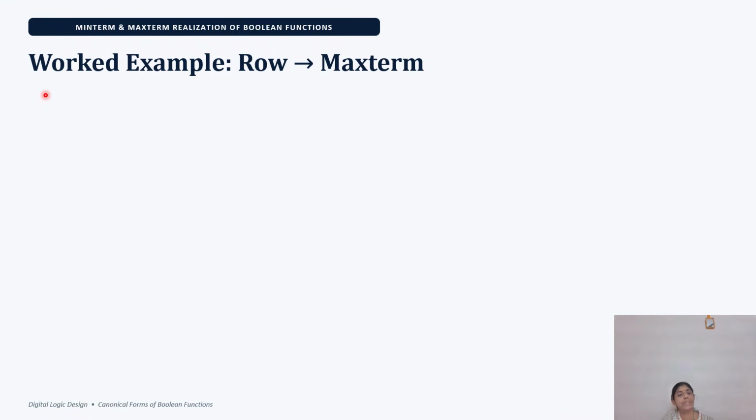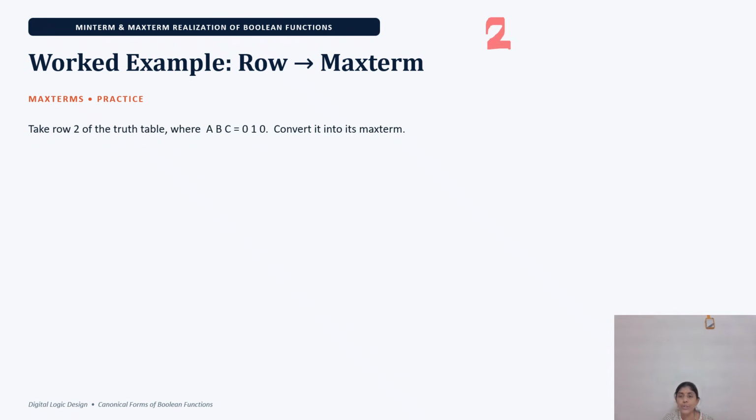Right. Now we will see some worked examples of row to Maxterm. Okay. Check here. Maxterm practice. Take row 2. What is that row 2? What is the row 2? 0, 1, 2. How to write 2 in 421 code?